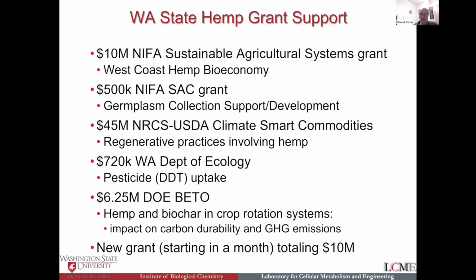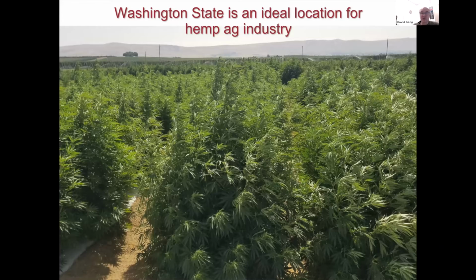And we're not alone in being able to receive this kind of support. And as I said, Washington State is an ideal location for the hemp ag industry. Here's our field trial from a couple of years ago at our Prosser Research Station. You can see the plants. I think this is like mid-August. The plants are doing really, really well.